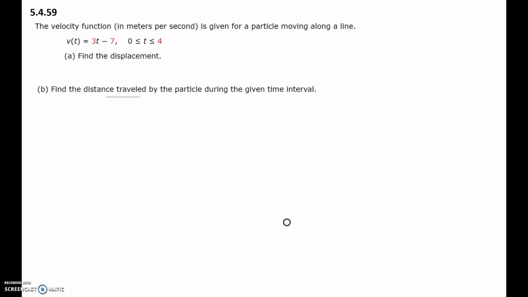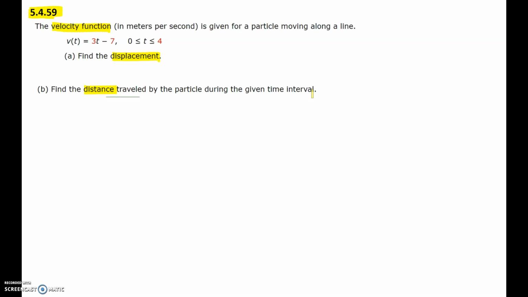Hi, in this video, I will be showing you problem number 59 of chapter 5, section 4 from the practice exam. The velocity function in meters per second is given for a particle moving along a line. V of t, velocity, is 3t minus 7. T lies between 0 and 4, 0 and 4 included. A. Find the displacement. B. Find the distance traveled by the particle during the given time interval.